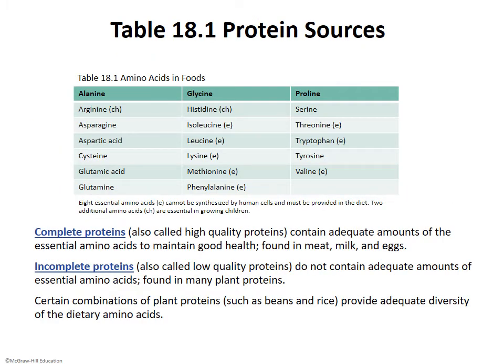Now, again, this gives you an idea of the amino acids. I'm not worried about that. You can see that the ones with the E beside them are essential amino acids. This goes into the complete and incomplete proteins like we just talked about. A complete protein is generally going to be milk, plant or animal proteins. Milk, eggs, and meat are what they call a complete protein. Incomplete proteins are going to be plant proteins that usually are missing one or more of the essential amino acids. And this actually talks about how different plant proteins can work with each other.